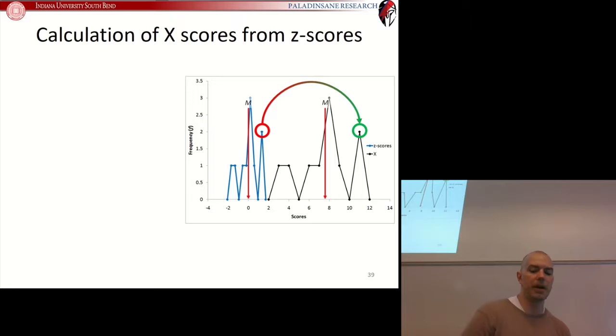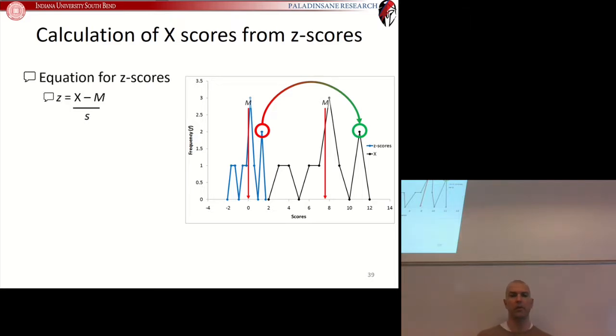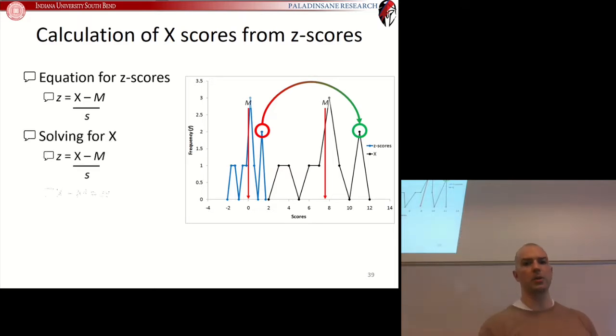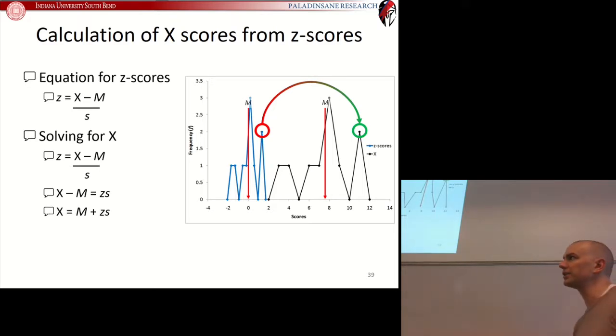Well, it's really just a matter of a little straightforward solving for x. So we start off with our equation for z-scores. We have the original score in there, right there. So we solve for that original score. We do a little cross multiplication, and we bring that mean over to the other side, change its sign. And we can see that any raw score equals the sample mean plus the z-score times the sample standard deviation.